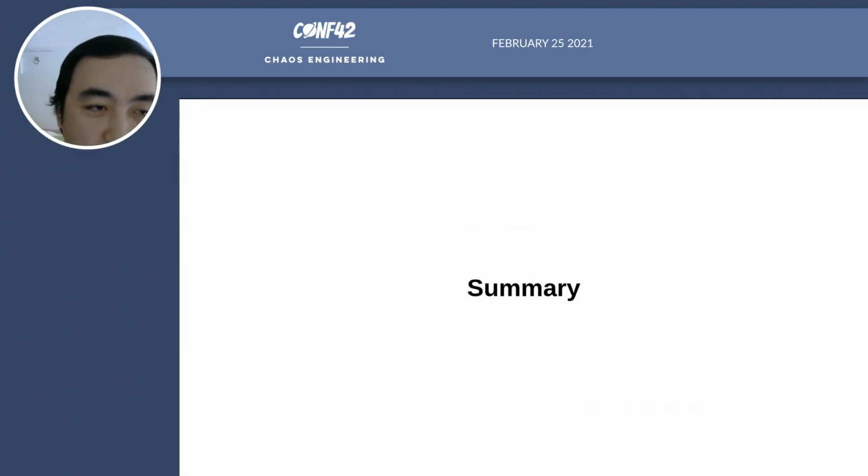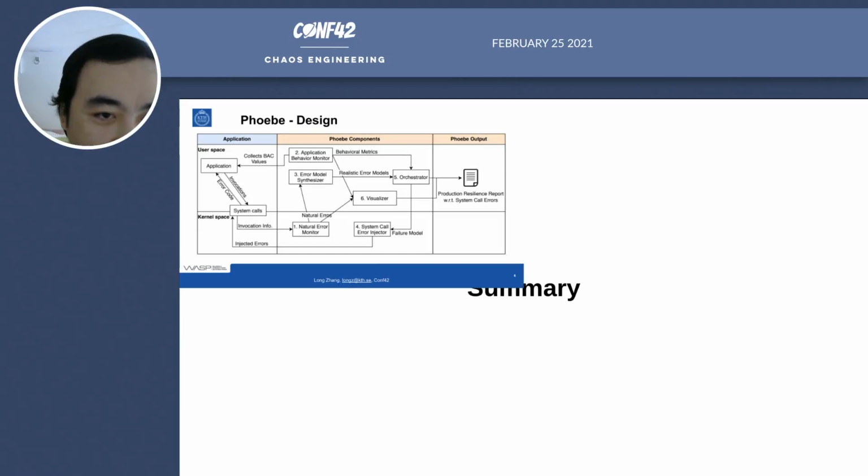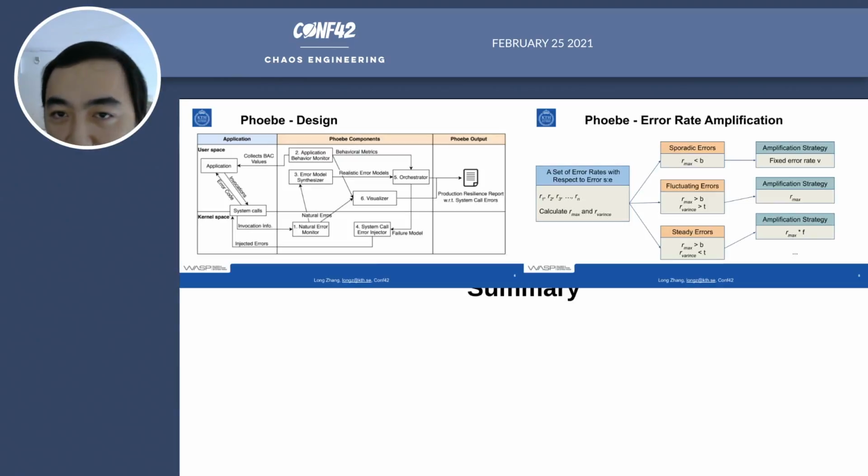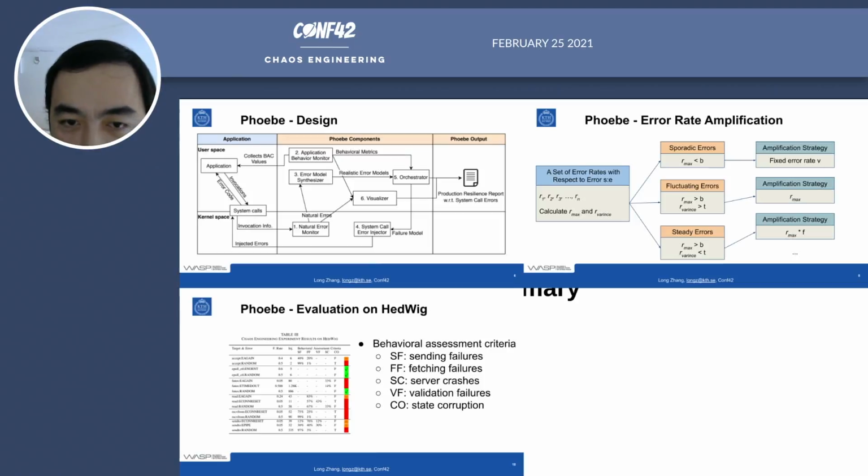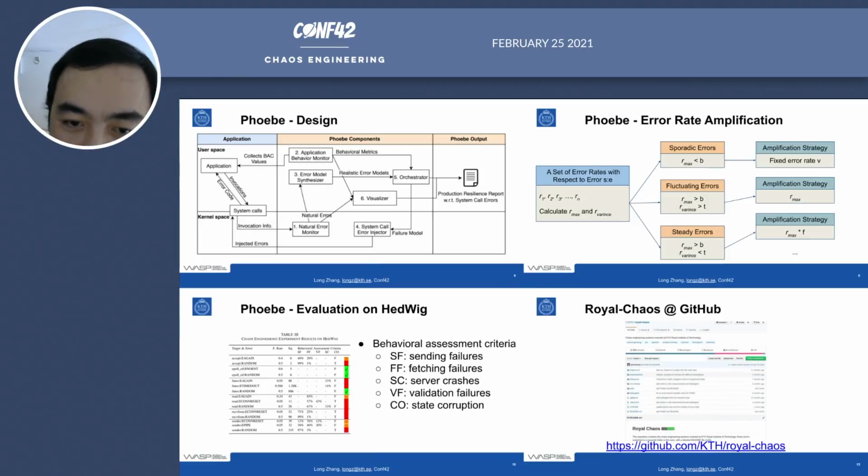Okay, so as a summary, during this talk, I presented a short demonstration. So we had an overall picture of the system call invocations and the naturally happening errors behind them. Then we proposed the design of Phoebe, which takes the naturally happening errors as input and automatically synthesizes realistic error models for chaos engineering experiments. In Phoebe, the most interesting and important idea is application error rate amplification. We have different strategies and we have categorized the errors into different types. We also did some evaluation experiments with Phoebe on different applications. We have some interesting findings, and based on the findings, we have summarized the cool ideas and also the limitations of Phoebe. And the last point is to take a look at our Royal Chaos GitHub repo if you are interested.